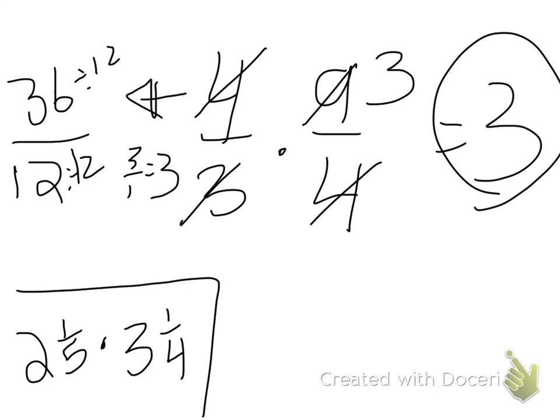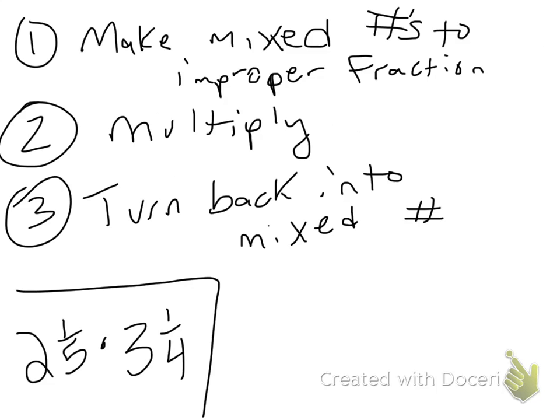So all you have to do when you multiply mixed numbers, so the 3 steps for multiplying mixed numbers, and you can pause and write this down into your notebook. Number one, make mixed numbers into improper fractions. Second thing you do is multiply, and the third thing you do is turn the number back into a mixed number. So let's try one more, and then we're going to go to that problem in the lower left.